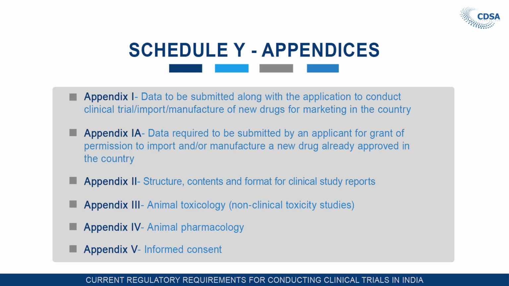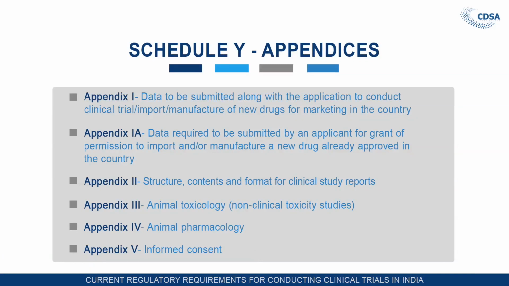In this appendix, it is also mentioned that, for example, if the data is required with respect to animal toxicology, then the data is required as per Appendix 3. If it is pharmacology, then Appendix 4. Likewise, it has been mentioned. So, this is the brief about Appendix 1, and it is required for the new drug.